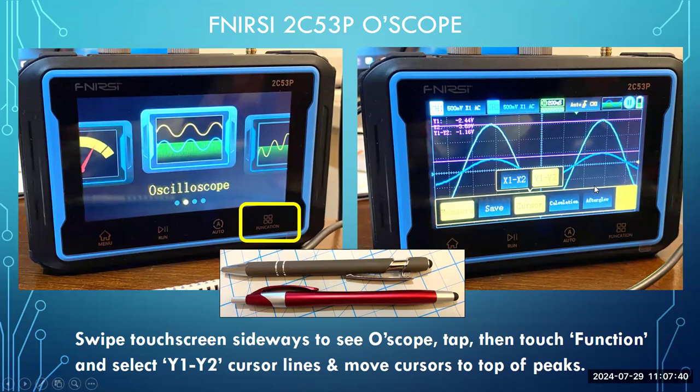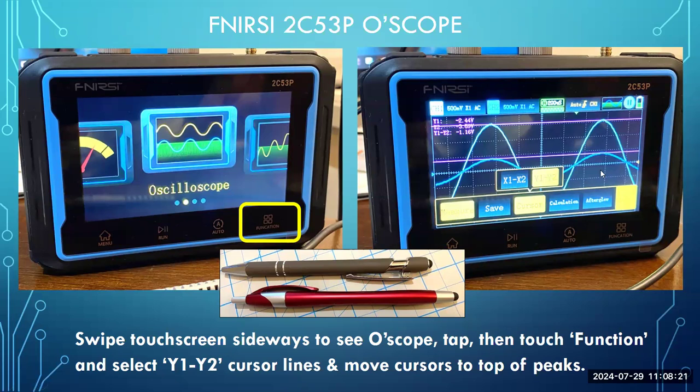Then you will see a function screen, and on the function screen, you want to first tap the cursor. Now you can set cursors with vertical lines, X1 to X2 are your vertical cursors, or Y1 to Y2 are your horizontal cursors. We'll get into a detailed lesson on how to use cursors in a more specific fashion in a subsequent video, but the lines are very handy as rulers, if you will, that go to the top of the peaks of these waveforms. That gives us a reading of what the V peak is visually.